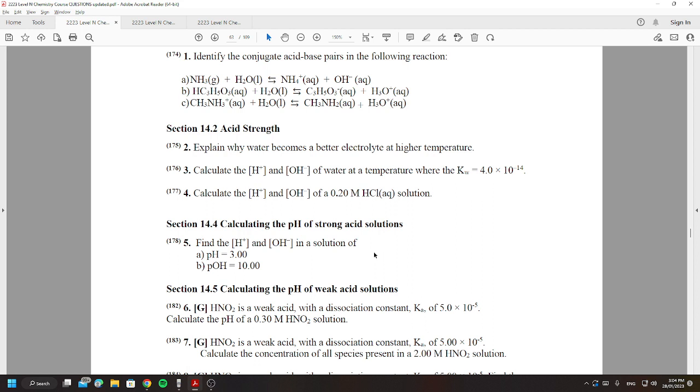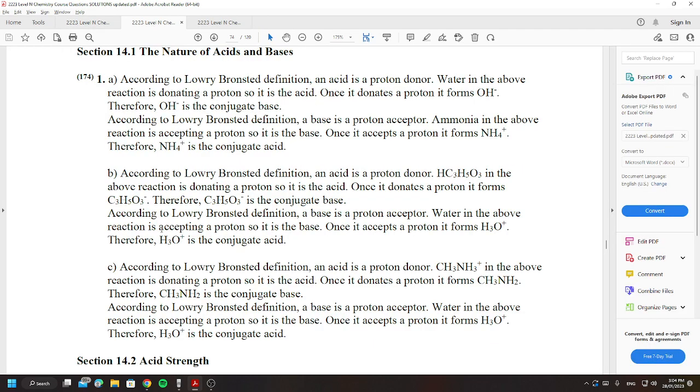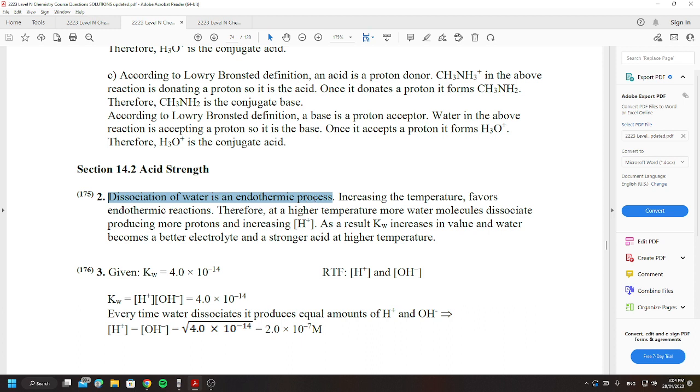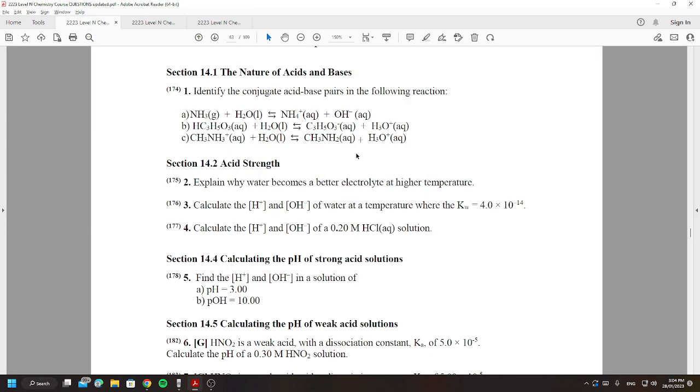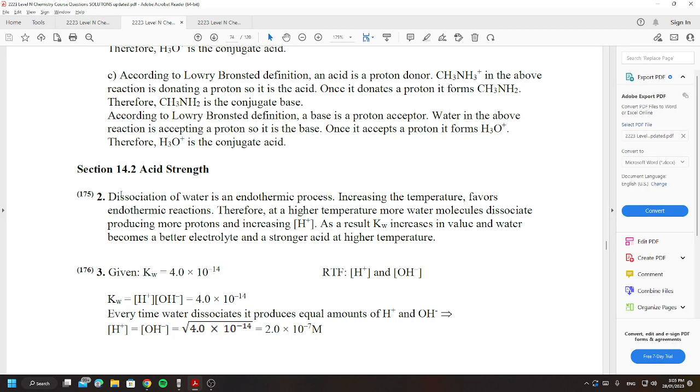Acid strength. Explain why water becomes a better electrolyte at higher temperature. At higher temperatures, the water dissociates. Let me read out the definition for you because I don't want to say something and have it be wrong. So yeah, dissociation of water is an endothermic process. So increasing the temperature favors endothermic reactions, which in turn allows for an increased concentration of H plus, and when there's a higher amount of H plus, it allows it to be a better electrolyte.